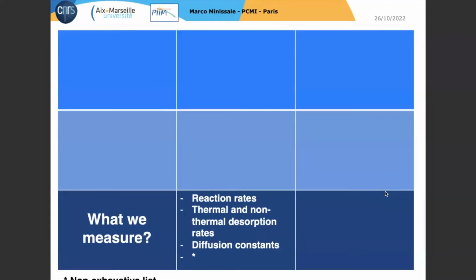So what do we measure? Here is a non-exhaustive list: some thermally activated processes, for example, reaction rate, thermal desorption rate, or diffusion constants, or also some non-thermally activated processes, for example, photodesorption yields, chemical desorption, or electron-induced desorption. But how do we measure these quantities and what do we need?